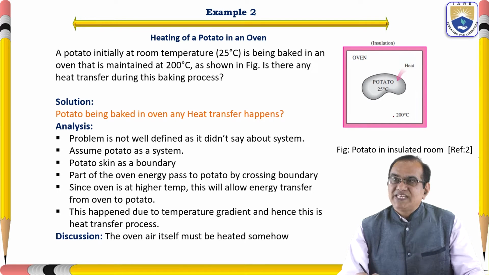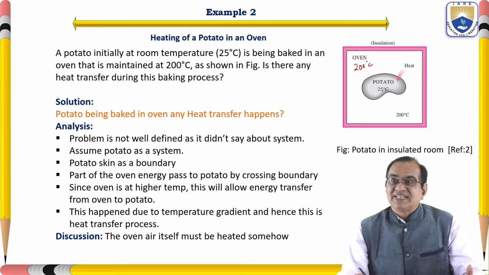We can see that the oven is an insulated chamber where heat is not going out or coming in. We are putting in electric current, so the oven is heated. The oven temperature is 200 degrees centigrade and the potato is at 25 degrees centigrade. The skin of this potato is the boundary, and there is a large temperature difference between the oven and the potato. Heat will go from the oven to the potato.